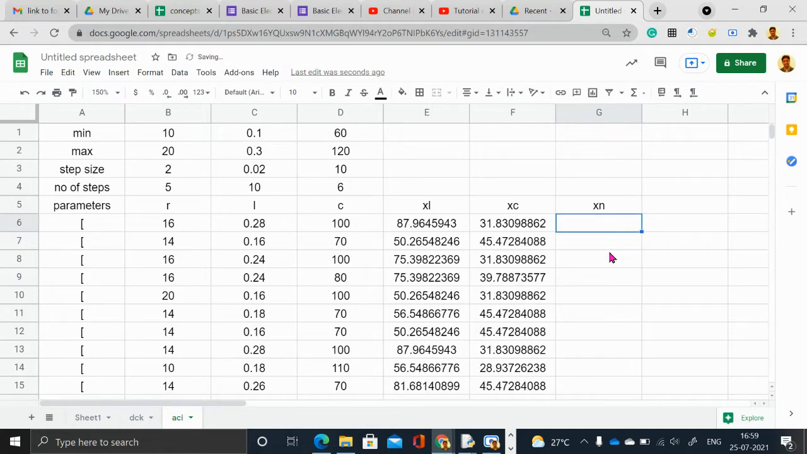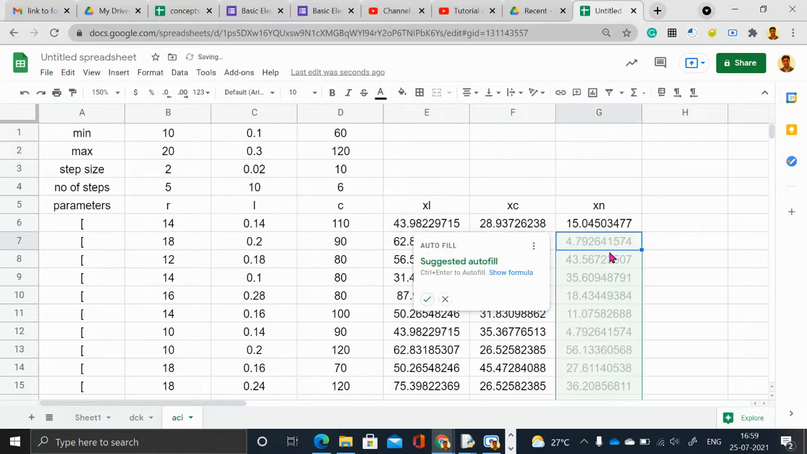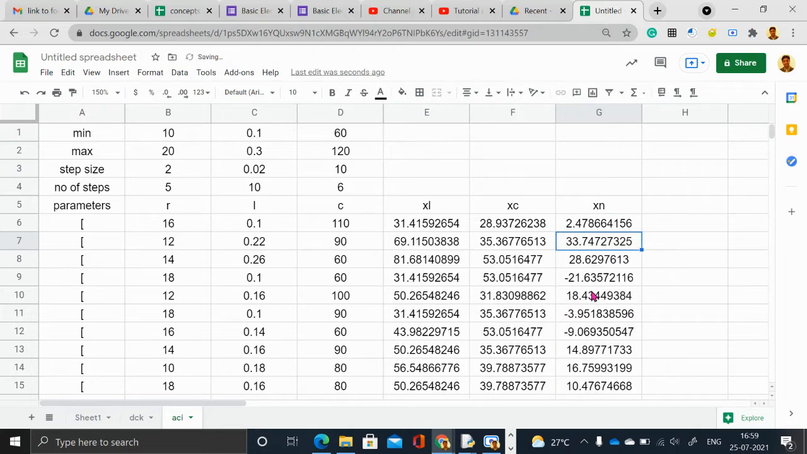So what is the net reactance? That will be equal to inductance minus capacitance. So why inductance minus capacitance? Because inductance is positive and capacitance is negative, so it will subtract. Now in some cases the capacitance may be more, and then the reactance will become negative.